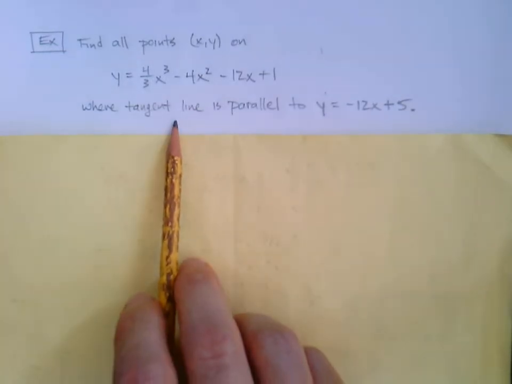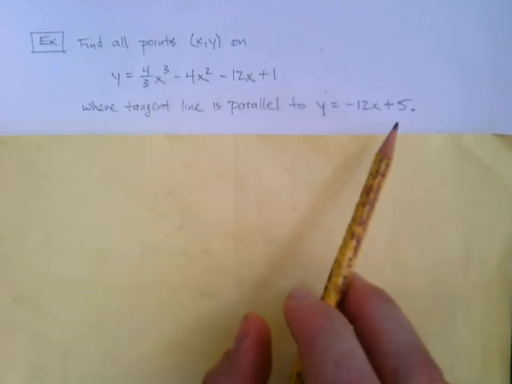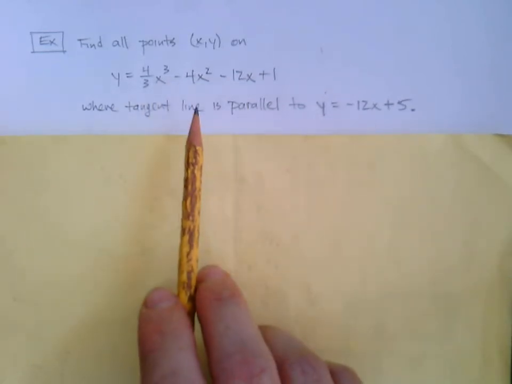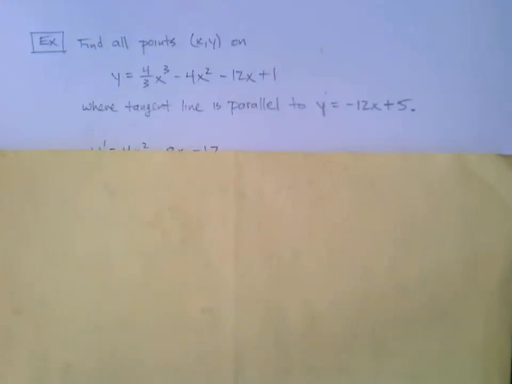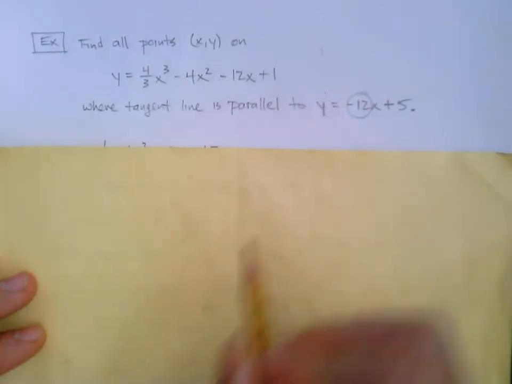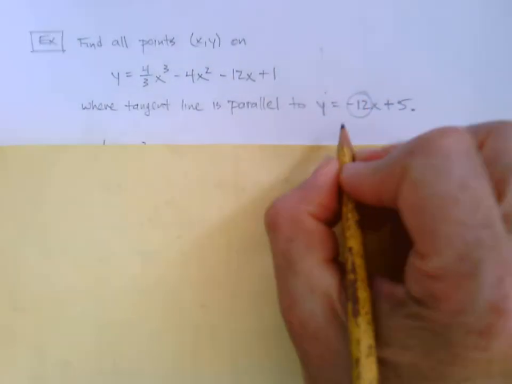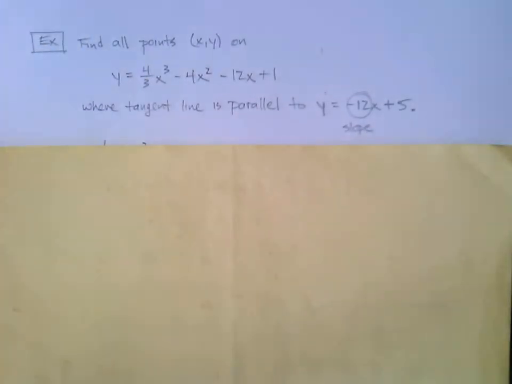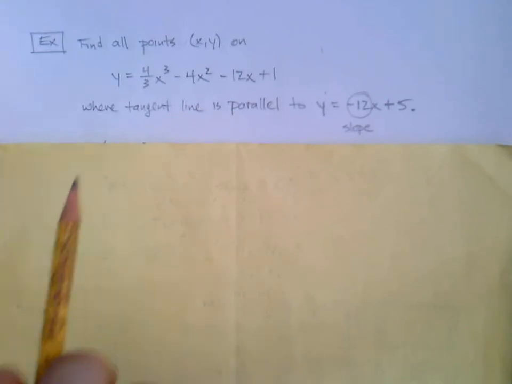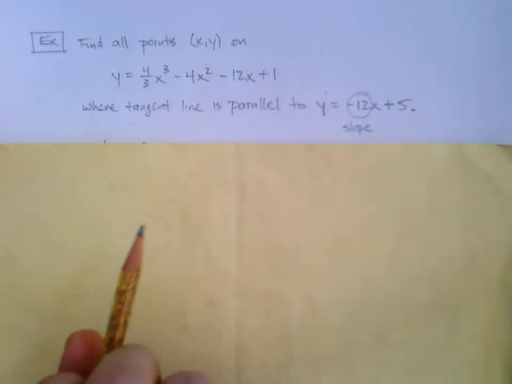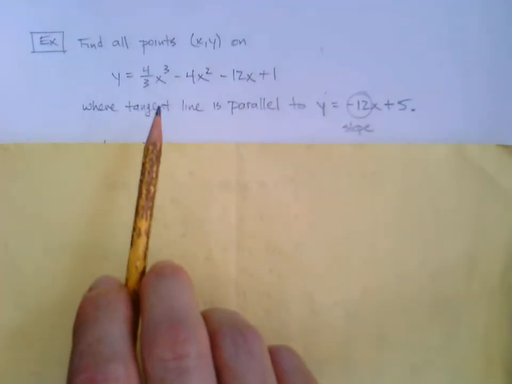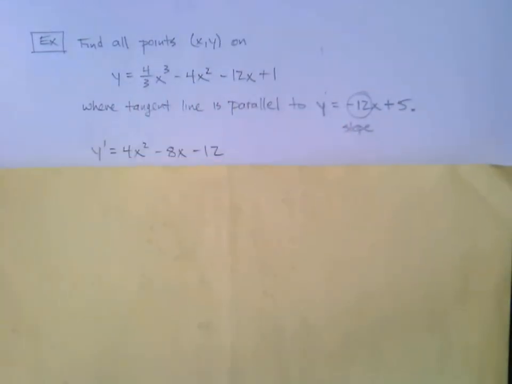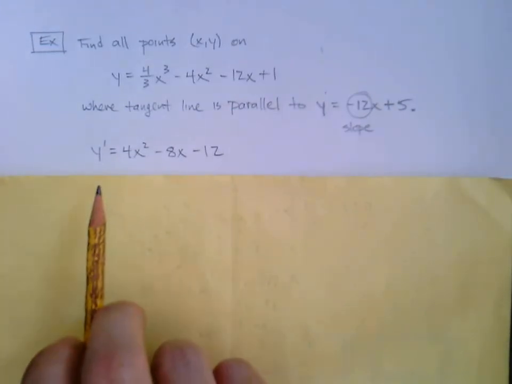So we want to know where the tangent lines of this are parallel to this other line. Well, that means any tangent lines need to have the same slope as this line. Well, what is the slope of this line? And of course, it's the negative 12, all right? Okay, so once we recognize we're looking for tangent lines with a slope of negative 12, we need to take a derivative. Let's do that, and we'll tie it all together.